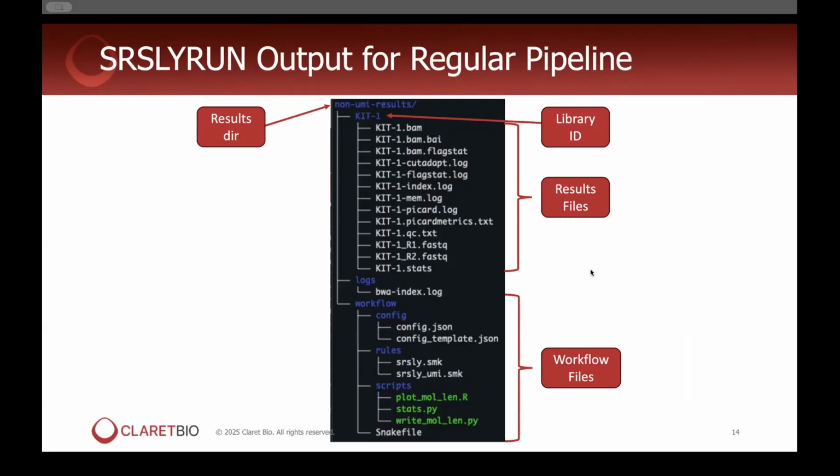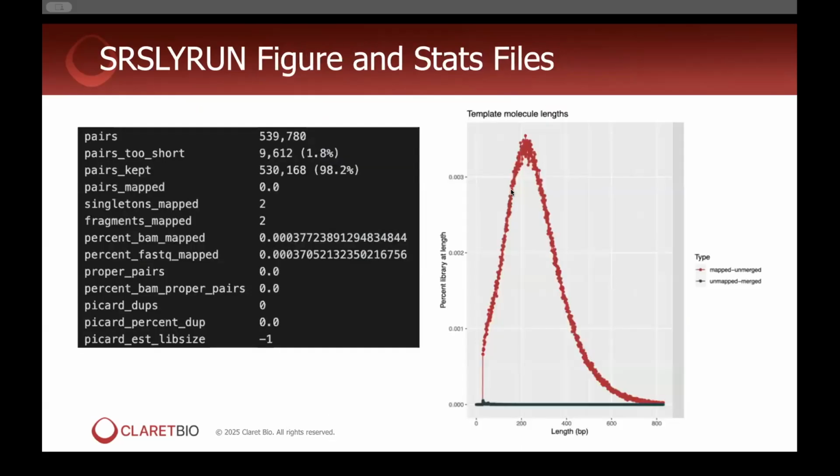And so that's the main results that we generate from a custom Python script that takes in all of the data that's generated and tries to create a nice summary of the data itself. This takes in the pairs too short and pairs kept from cutadapt, as well as all the mapping information from BWA mem and the samtools flagstat command. And lastly, we'll have all of these Picard stats that are coming from Picard's duplicate marking software.